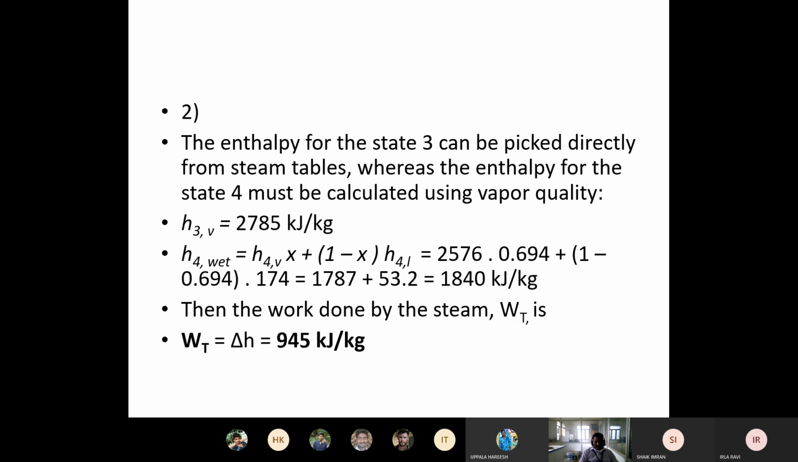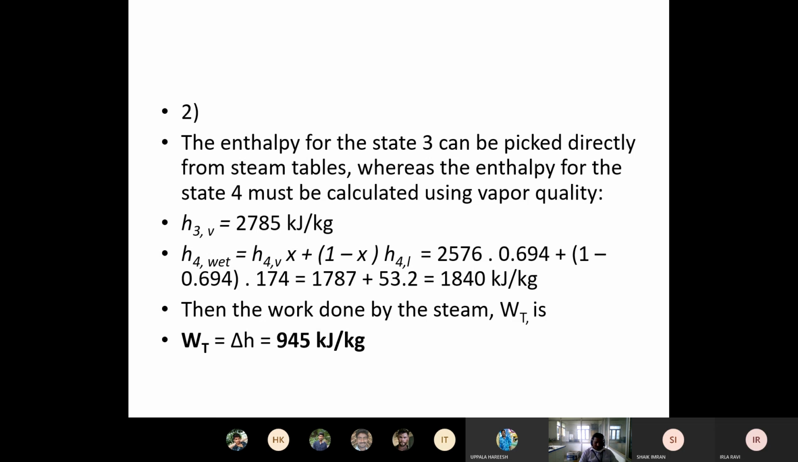Hg is 2576. Okay, x value, the dryness fraction we got, is 0.694, plus 1 minus 0.694 into 1.174. So if we multiply it and simplify, we will get H4 value as 1840 kilojoules per kg. Then the work done by the steam turbine is equal to delta H, that is the enthalpy difference, H3 minus H4.